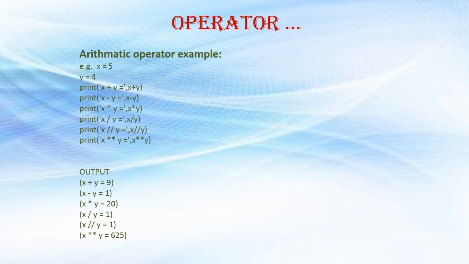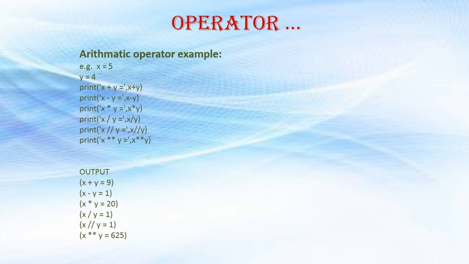For example, x equals 5 and y equals 4, which means x will hold the value 5 and y will hold the value 4. Now first is print("x + y =", x + y). You need to see thoroughly that whatever is written between the inverted commas will be printed as it is on the output screen, and what is not written in inverted commas will hold the values and calculate.